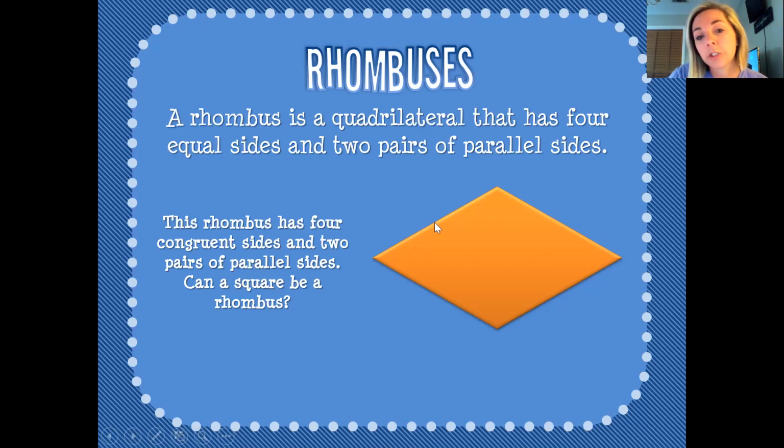So if this side is 4 inches, this side is 4 inches, and this side is 4 inches, and this side is 4 inches. But it doesn't have 4 90-degree angles. So one of the attributes would not be 90-degree angles for a rhombus. One of the attributes would be it has 4 sides. All 4 sides are equal or congruent. There are 2 pair of parallel sides. So these 2 sides are parallel. These 2 sides are parallel. But it doesn't have 90-degree angles, okay? So rhombuses and squares, they share a lot of the same attributes, but they aren't exactly the same.